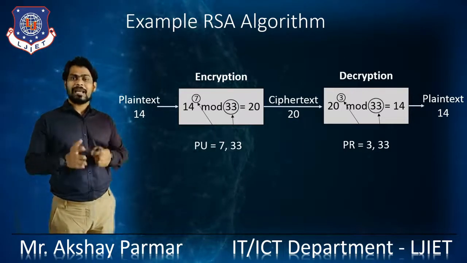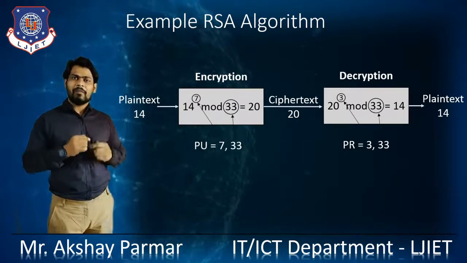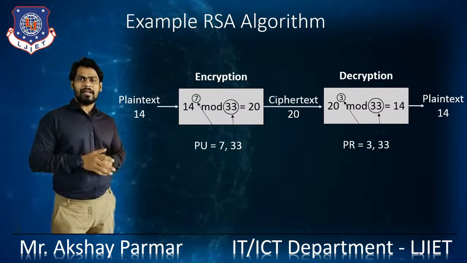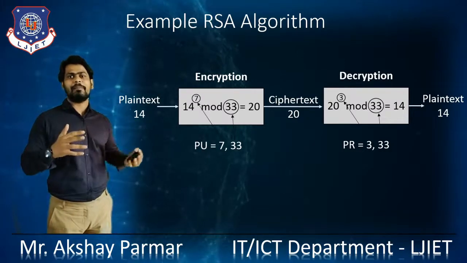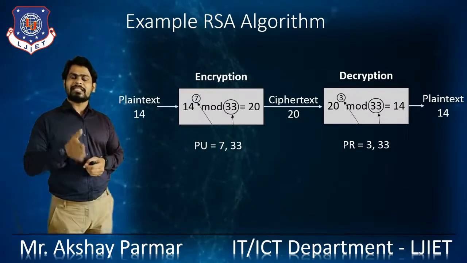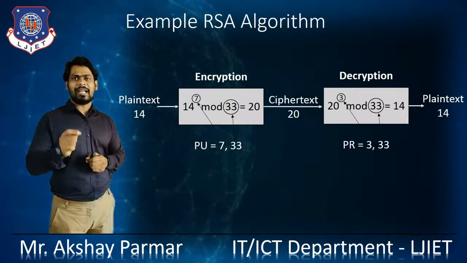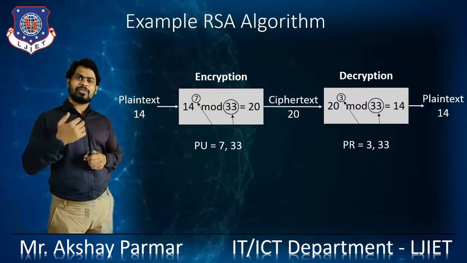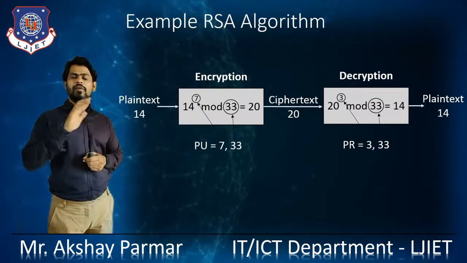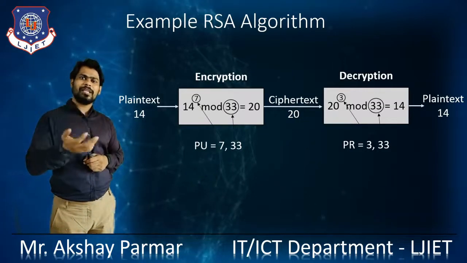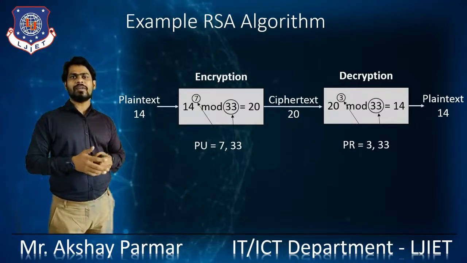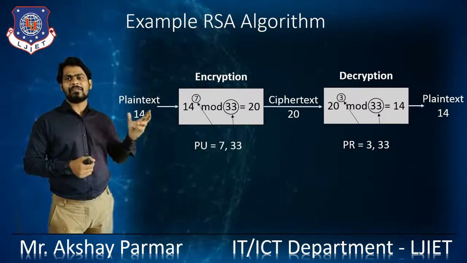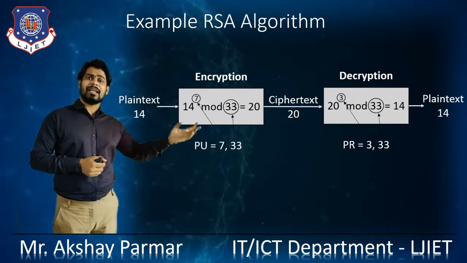At the receiver end, the decryption mechanism is there. How do they decrypt the ciphertext to the plain text? They feed in the ciphertext and the private key. The private key is 3 and 33 in our case, and the ciphertext is 20. For decryption, the ciphertext raised to D mod N is equal to the plain text. So 20 raised to 3 mod 33 is equal to 14. So we get the plain text 14. Here the sender has sent the plain text 14 and the receiver is getting the plain text 14.